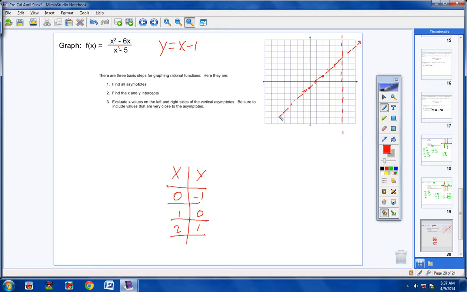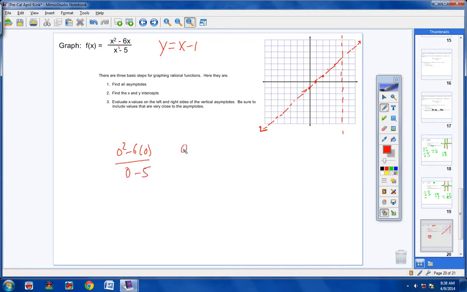And there's your slant asymptote, okay? There we go. Now moving on to step number 2. Find the X and Y-intercepts. Let's put a 0 in for X. We would have 0 squared minus 6 times 0 over 0 minus 5. Well, your whole numerator is going to be 0, so 0 over negative 5 is 0, so your Y-intercept is 0. There we go.